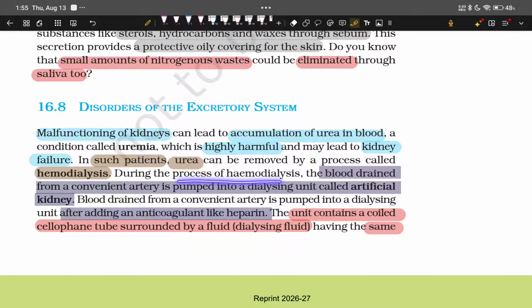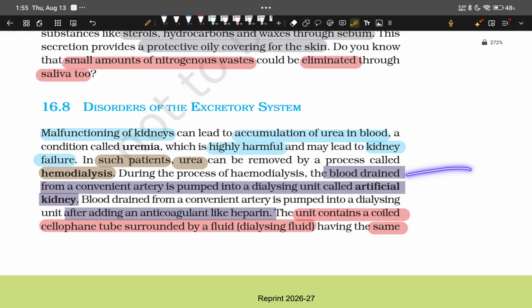During the process of hemodialysis, first of all, let me mention that these lines, how the hemodialysis takes place, this is the first thing, second thing, third thing, are taking place. So these lines can be asked as a sequence-based question, where you'll be asked to put all these things in sequence. So read it carefully.